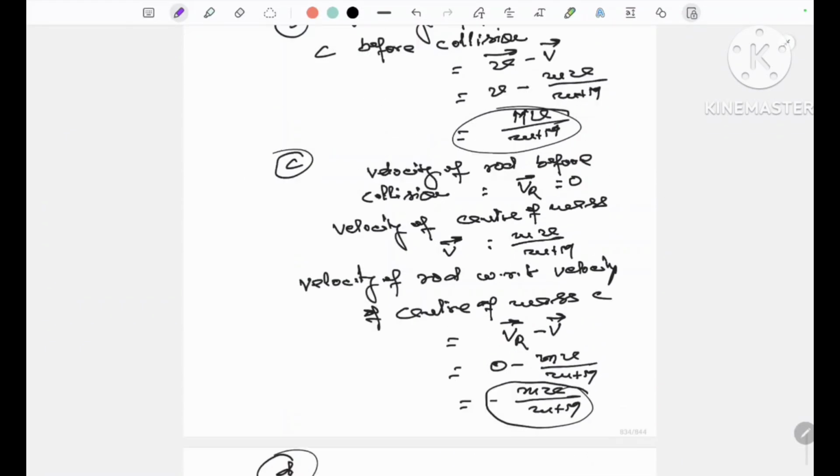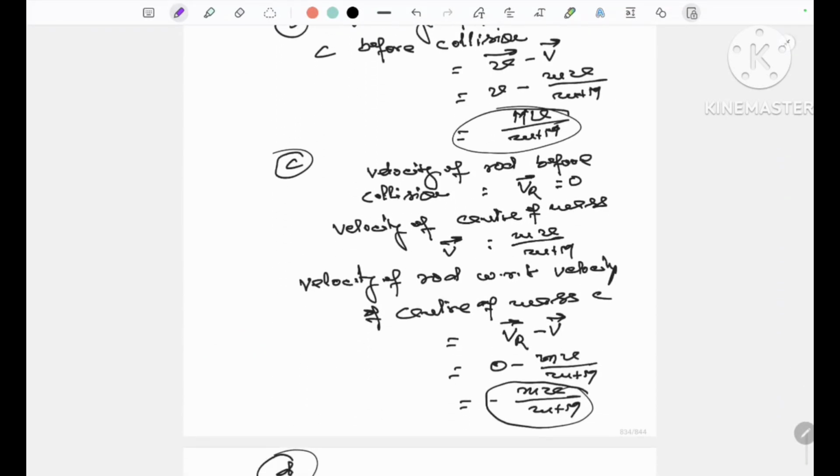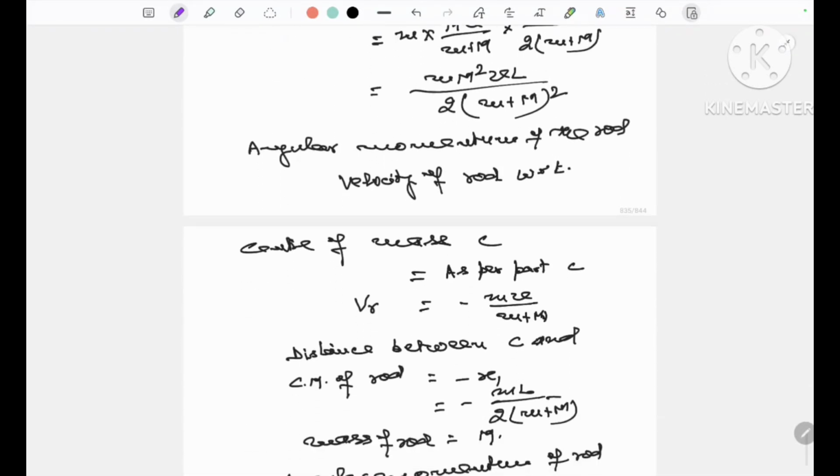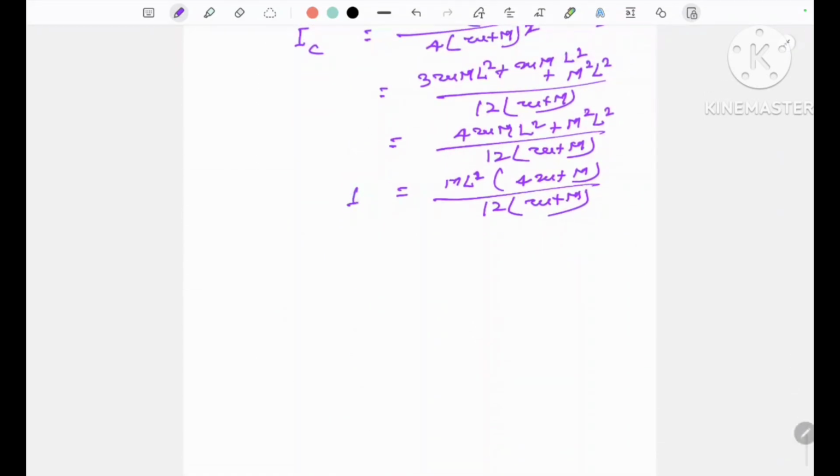This is the moment of inertia of the system about C. This is IC.